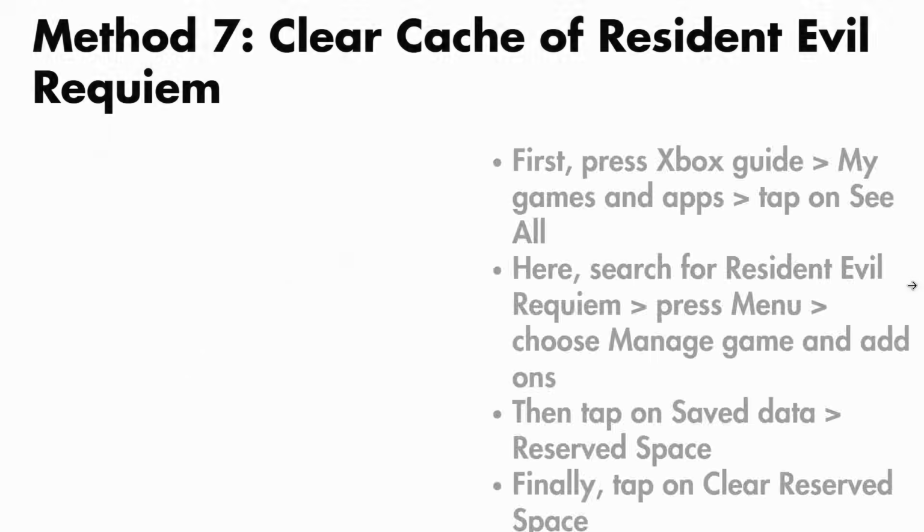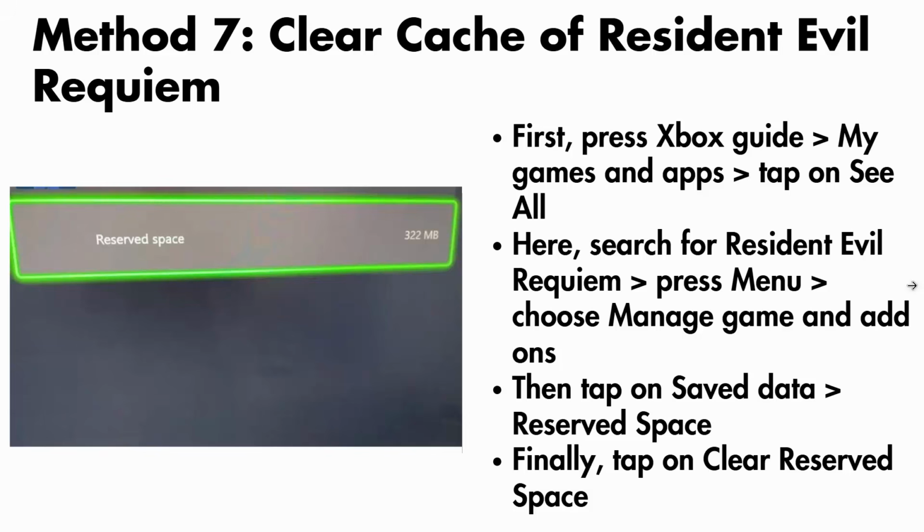Next method is to clear cache of Resident Evil Requiem game. For that, press Xbox guide, click on My Games and Apps, then tap on See All. Here search for Resident Evil Requiem game, then press menu, then select Manage Game and Add-ons, then tap on Save Data and then click on Reserved Space. Finally, tap on Clear Reserved Space.